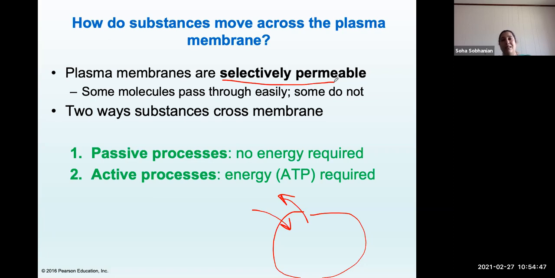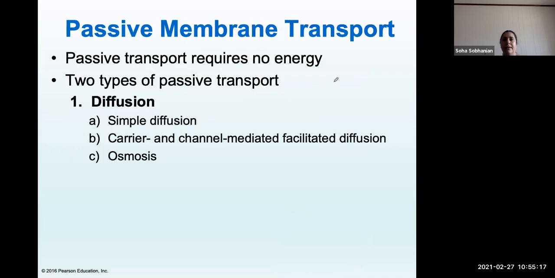However, if the process of moving molecule either into the cell or out of the cell, it just happens without me putting any effort into it, then that's referred to as a passive process. Are you with me so far? First question you want to ask yourself, energy needed? No, it's a passive process. Energy needed? Yes, that's an active process.